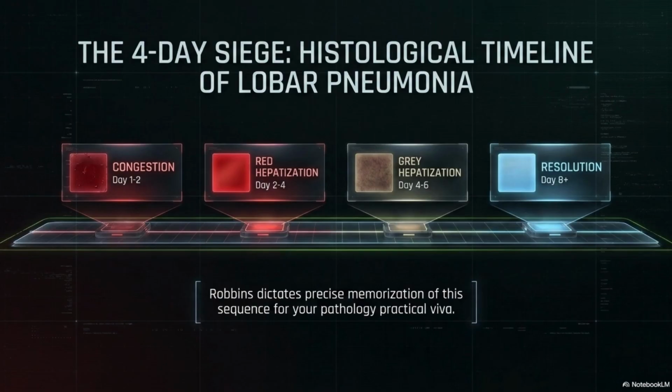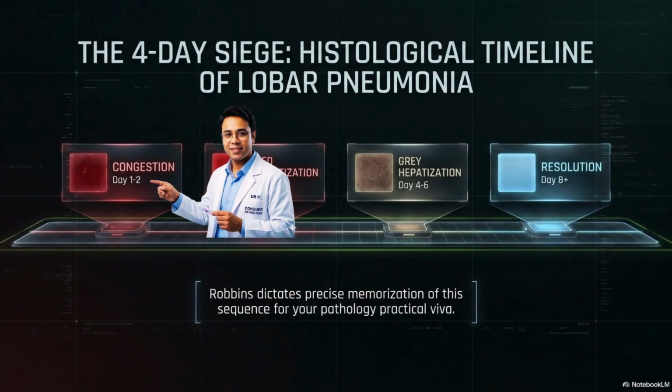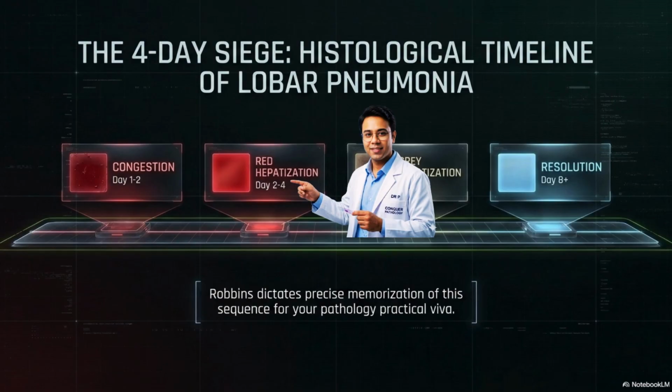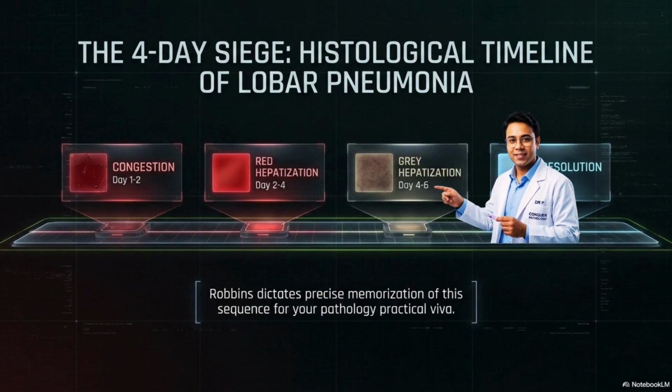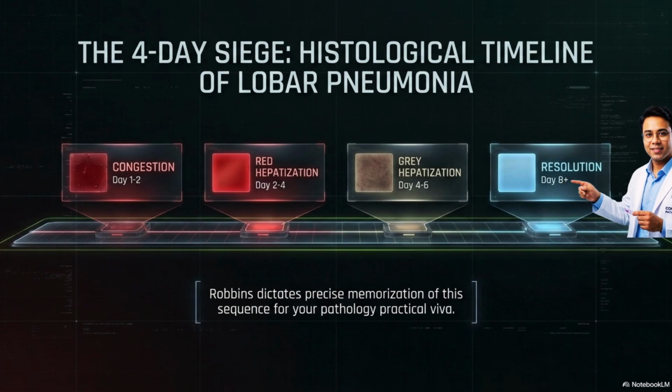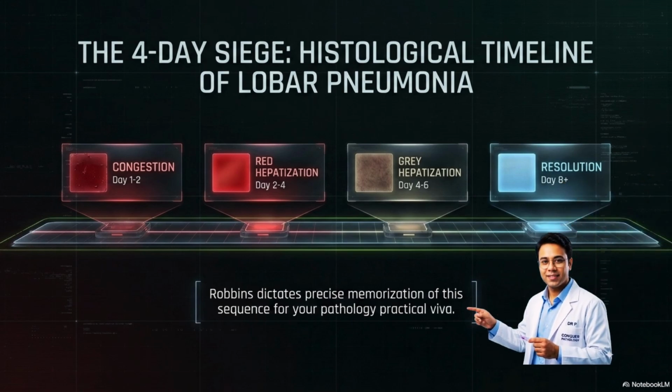Now let's focus exclusively on the progression of lobar pneumonia in what I call the 4-day siege. Here is the histological timeline of lobar pneumonia. First is congestion on days 1 to 2. Second is red hepatization on days 2 to 4. Third is grey hepatization on days 4 to 6. And fourth is resolution from day 8 onward. Robbins dictates precise memorization of this sequence for your pathology exam.